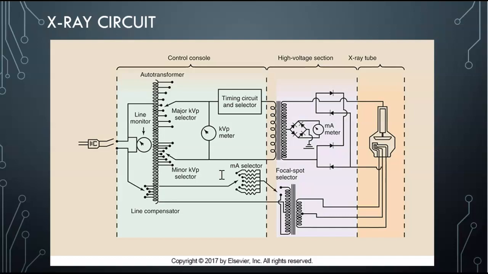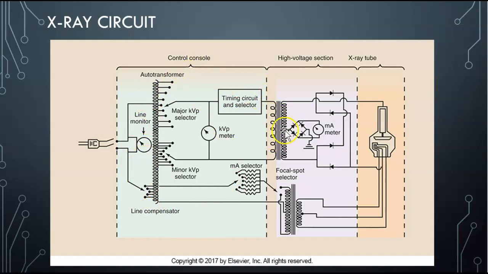So you should recognize this. If we have incoming wall, we have 60 hertz, right? Or 220 to 240 volts coming in. We have a line monitor to make sure it is that. We have a line compensator making sure it's 220 volts with our auto transformer, right? We have our kVp major selection, our kVp minor selection with our kVp meter. We also have our timing circuit and selector right here. So this is all the console, which is low voltage.